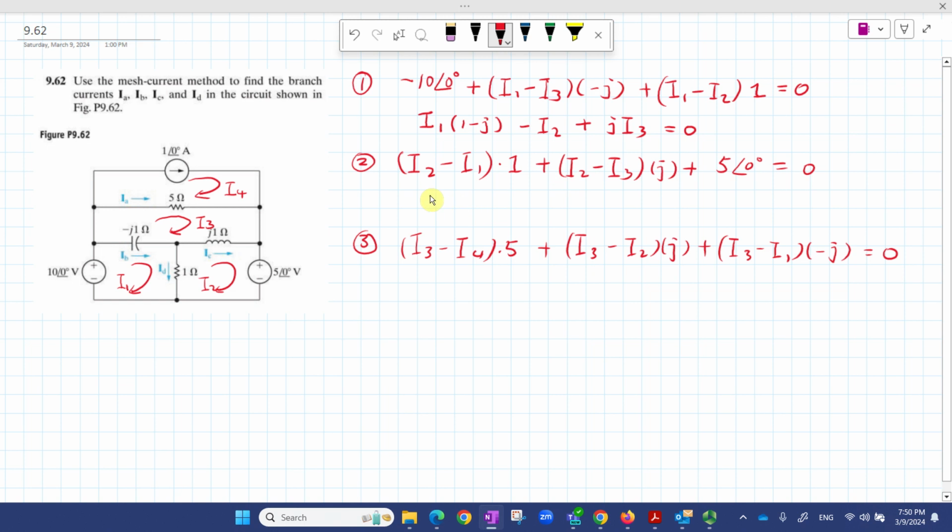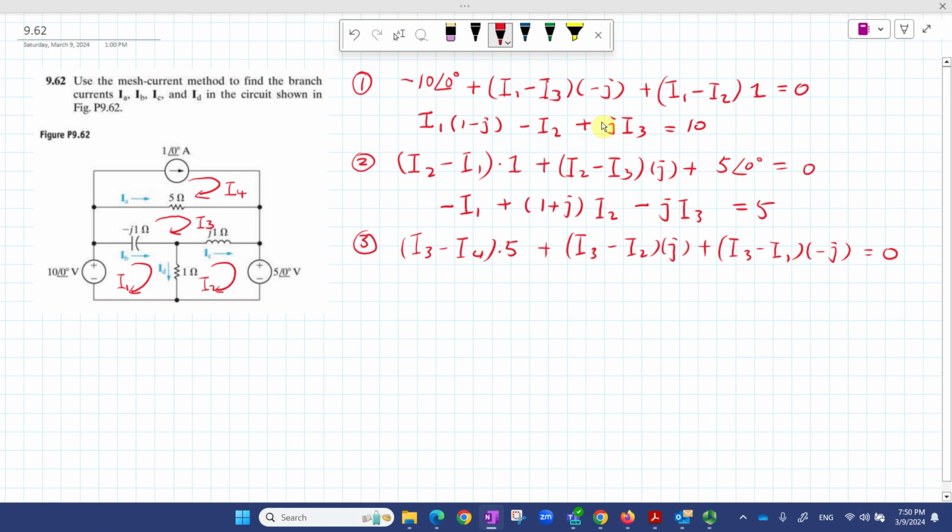All right, and let me do this one. I want to collect all the I terms. So this is negative I1, and then look at I2. This is positive, this is a J. So plus 1 plus J I2, and how about I3? I have only one I3, so minus J I3 equals 5. Okay, sorry, I made a mistake. This one is very easy to make mistakes, right?